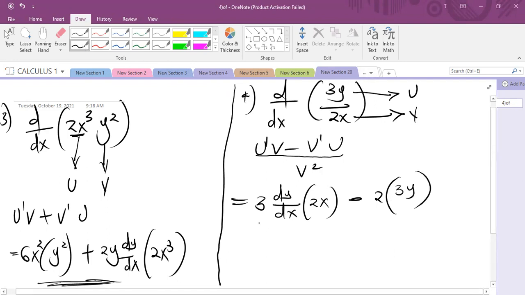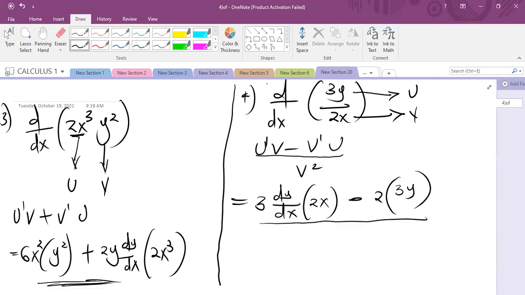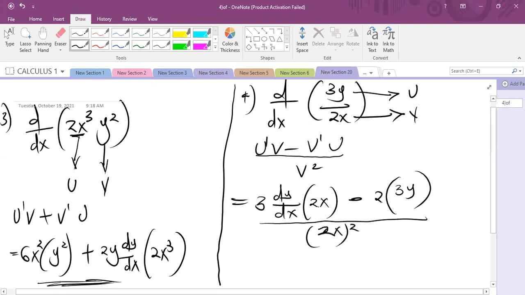All this divided by v squared. And our v squared is 2x squared. So you can go ahead and simplify that. That is the answer, guys. So that's it on implicit differentiation.